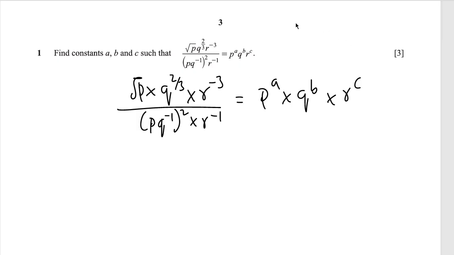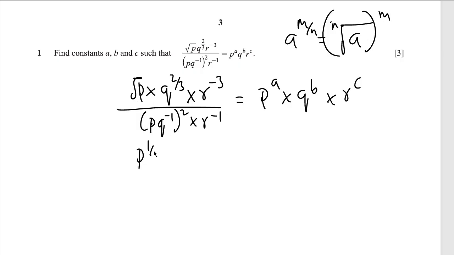It's important to note that if we have an expression A to the M over N, it's simply equivalent to the nth root of A to the power of M. So the square root of P is the same as P to the 1 over 2, because we get the square root of P and then raise it to 1, which is root P. And then times Q to the 2/3, and then times R to the negative 3.